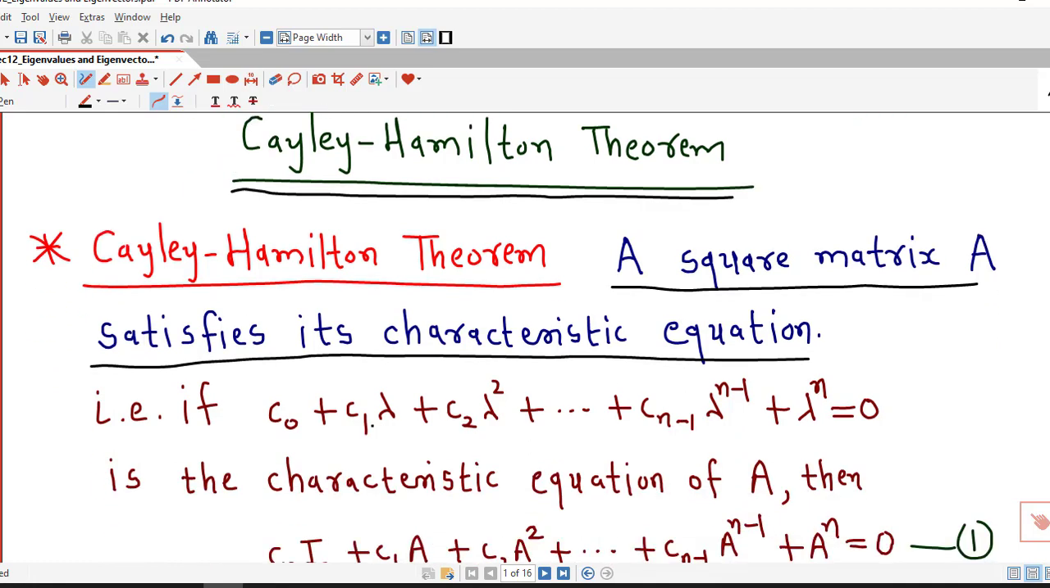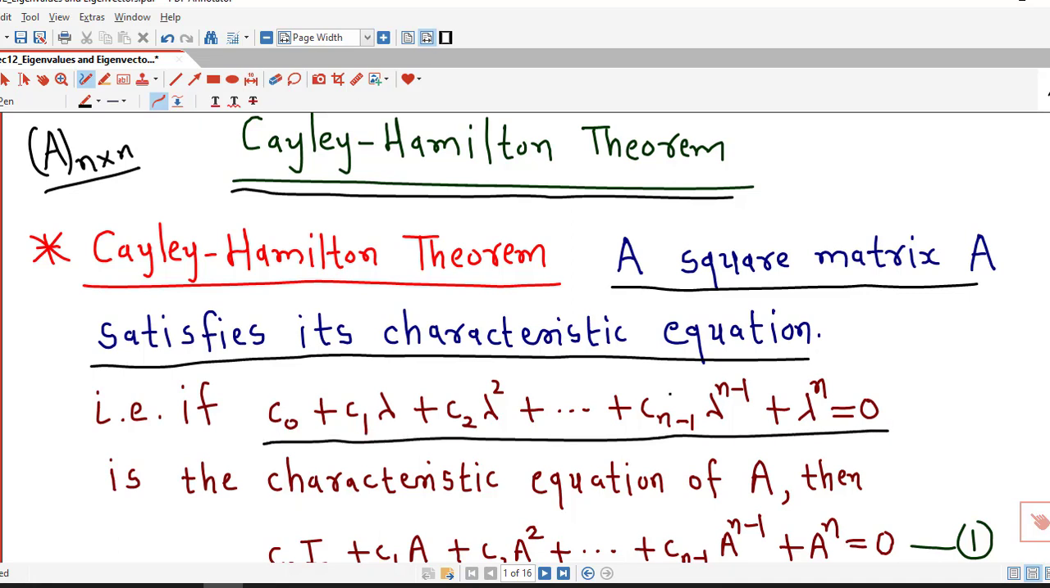That means if we have a square matrix capital A of order n, then its characteristic equation will be in this form. It will be a polynomial equation in lambda, where lambda is an eigenvalue of A. So if this is the characteristic equation of A, the left hand side is a polynomial in lambda, C0 plus C1 lambda plus C2 lambda square and so on, plus lambda raised to n equal to 0. So this is the characteristic equation of any n by n matrix A.